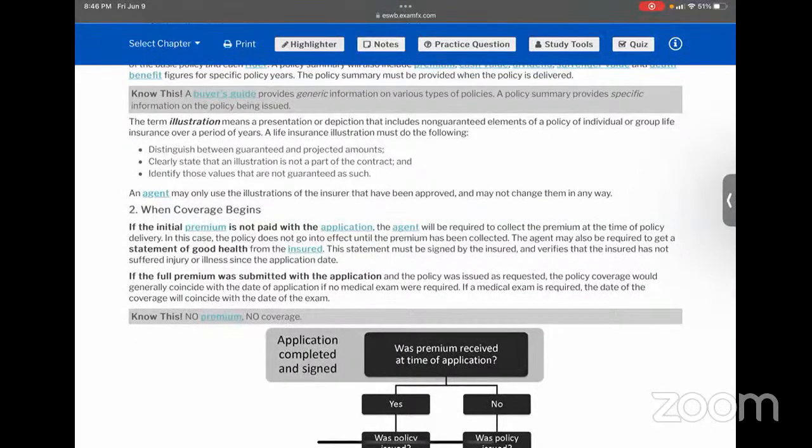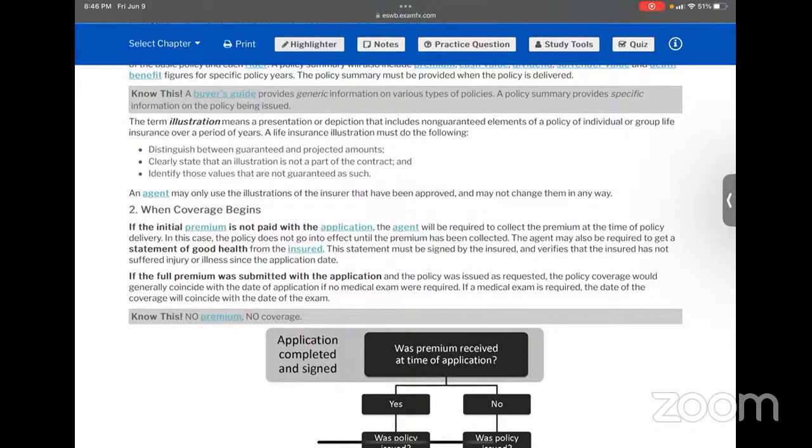An agent may only use the illustrations of the insured that have been approved and may not change them in any way. When coverage begins, if the initial premium is not paid with the application, the agent will be required to collect the premium at the time of the policy delivery. In this case, the policy does not go into effect until the premium has been collected.